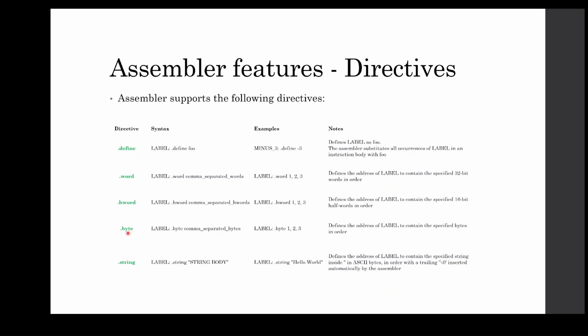.string is similar to .byte, but instead of a comma-separated list of integers, the programmer specifies a string that is enclosed by double quotes, and these are translated to ASCII bytes, and memory is reserved for the entire string, plus a trailing null character that is inserted automatically by the assembler.